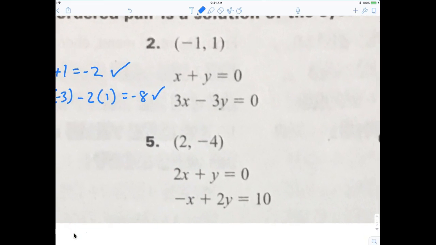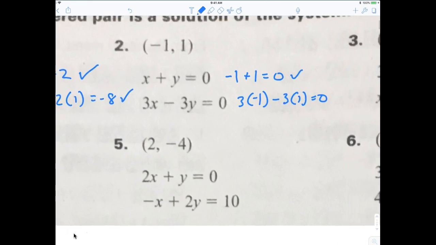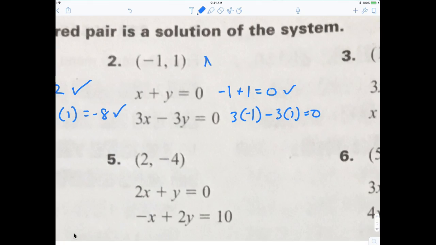So I plug -1, 1 in. -1 plus 1, does that equal 0? Yes, so it works for the first equation. 3 times -1 minus 3 times 1, does that equal 0? No. So is that a solution? The answer is obviously no. Does anybody have any questions or concerns with that?